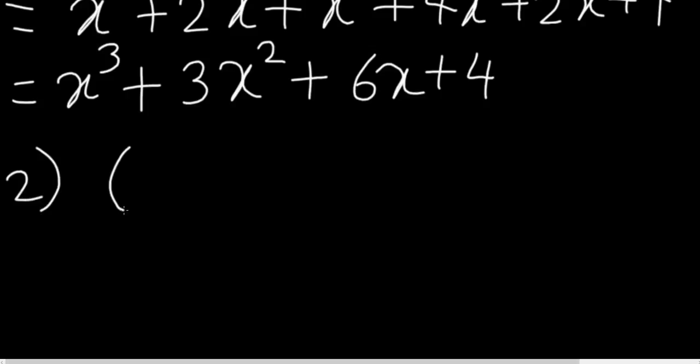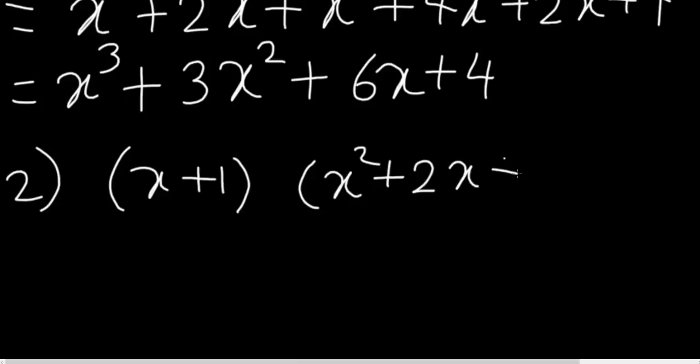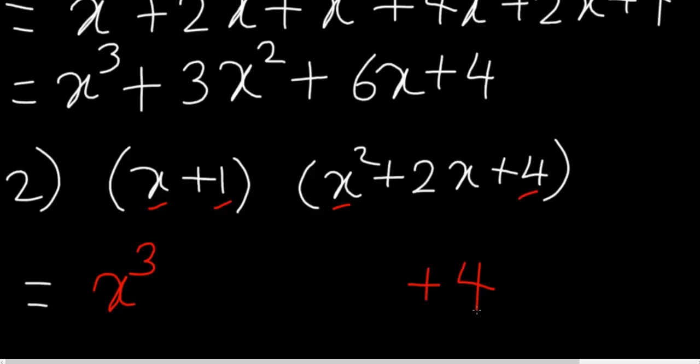So I'm going to rewrite the same problem. (x + 1) times (x squared + 2x + 4). Here, to get the first term, you multiply the first term with the first term. So x times x squared is x cubed. To get the last term, you multiply the last term with the last term. So 1 times 4 is 4. Now we have two middle terms, the first middle term and the last middle term.